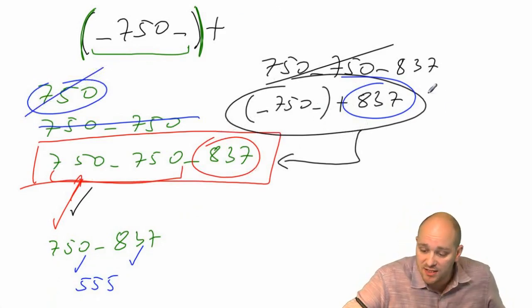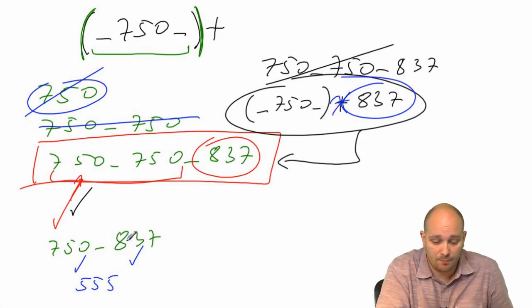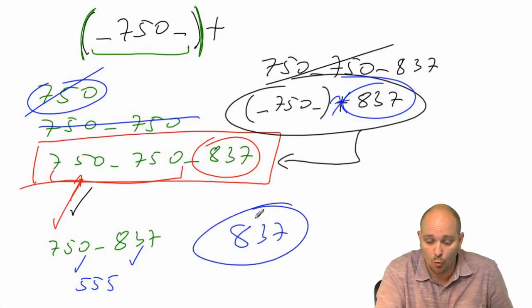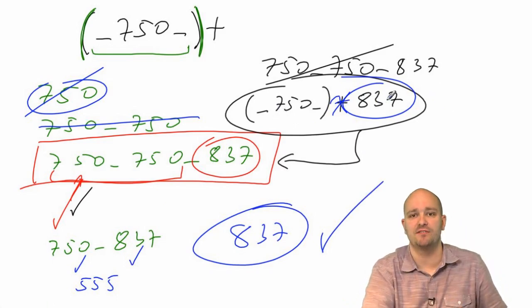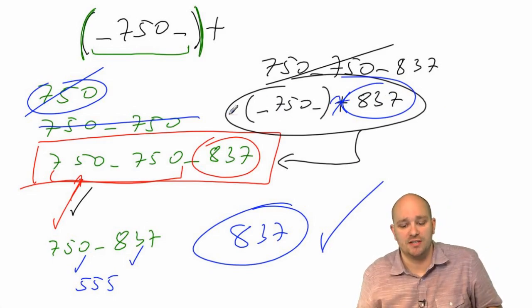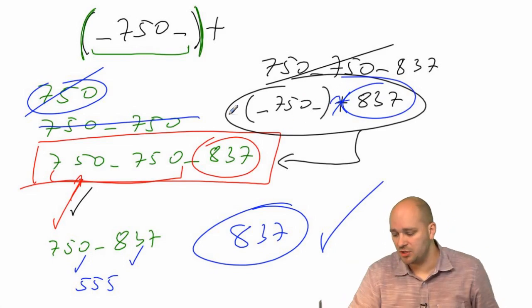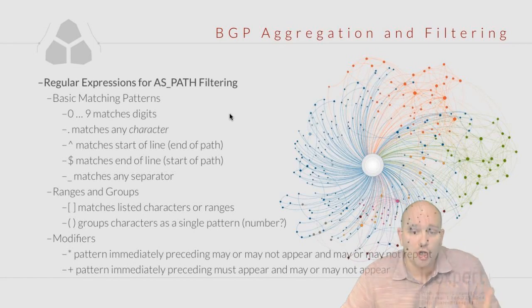But mind you, if we used star here, in that case, for example, just 837 in the path would be a match. So we are saying 750 is optional as long as there is 837 there, but we are going to accept it even if it's immediately preceded by any number of occurrences of 750. Regular expressions are an incredibly powerful tool, so it does help to spend some time practicing them, and you can do that if you have access to any of the routers that have the full BGP routing table. It's a very, very good place to start.